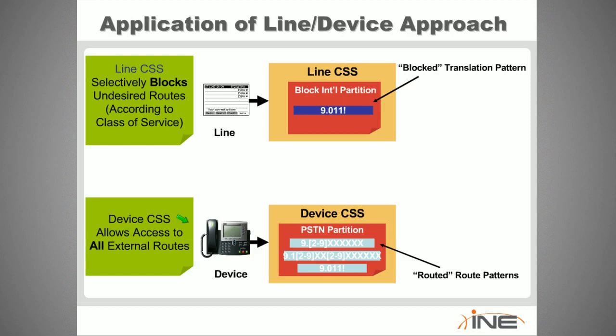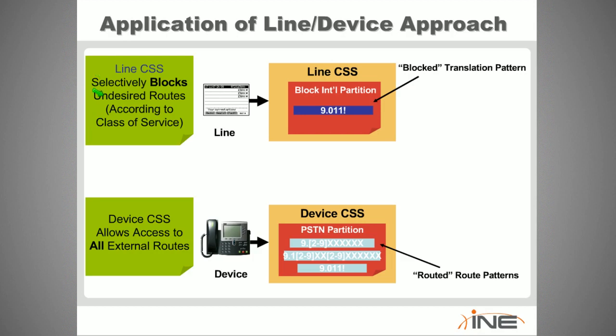Remember before, if I had 1,000 sites, I had to have 4,000 CSSs because I had one calling search space for each site and each class of service. Now I've got one CSS for each site that calls everywhere, and then I'm going to have 4 additional calling search spaces that will block undesired routes.